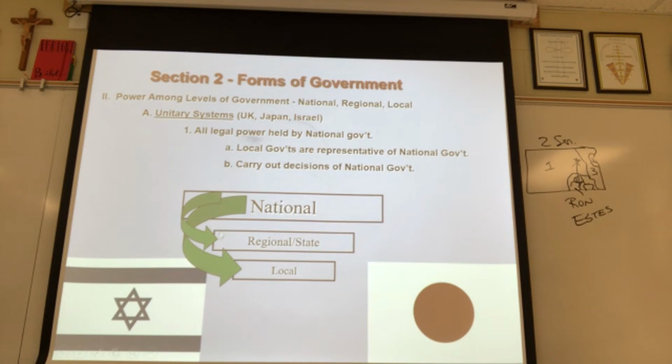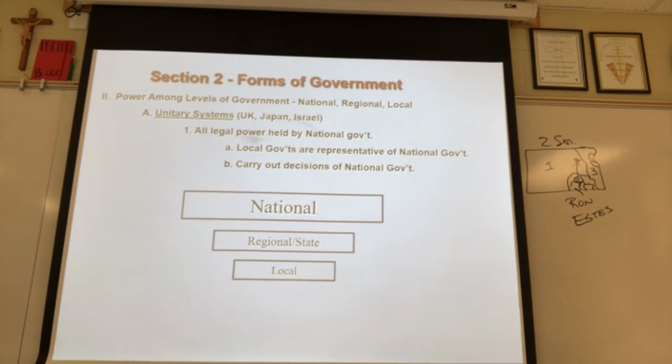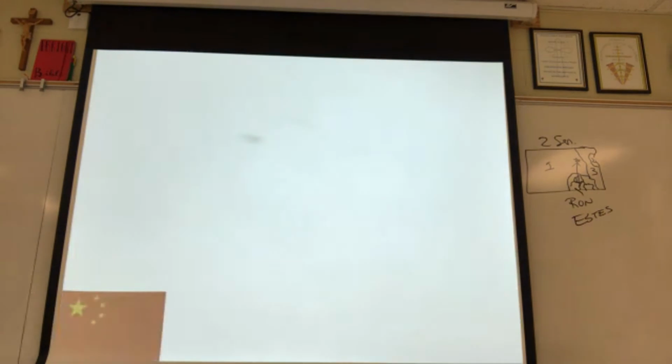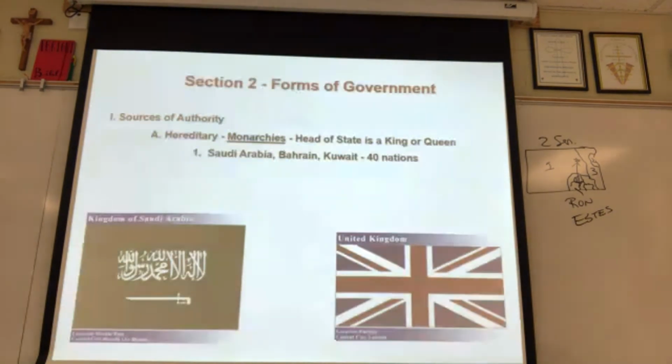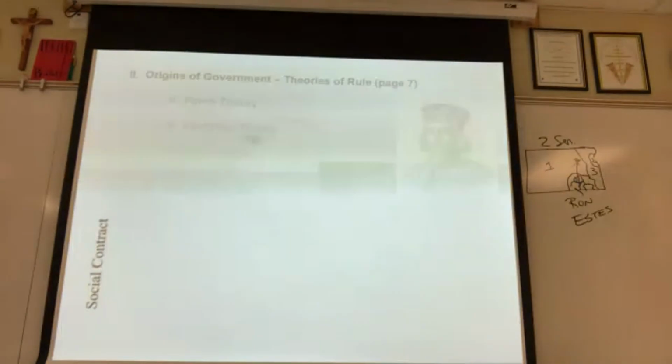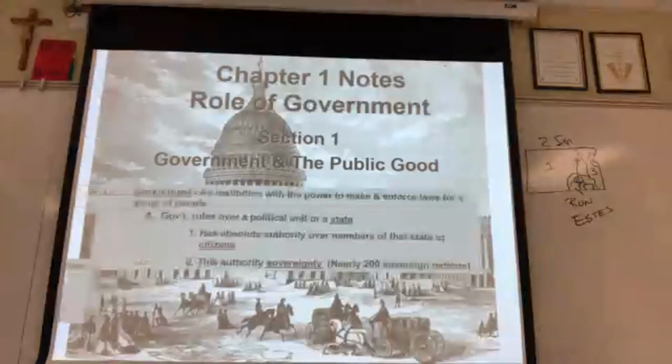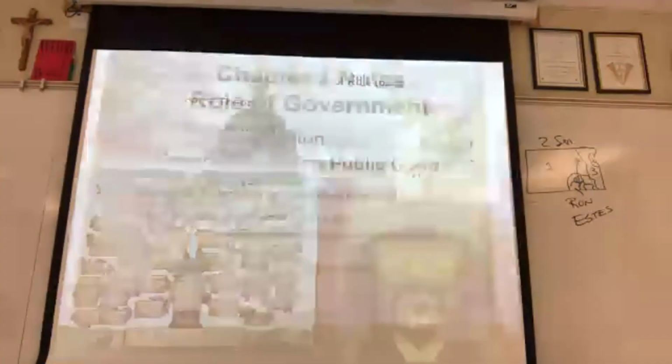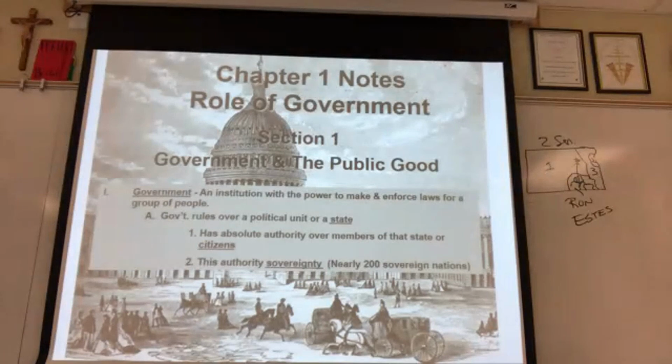Sovereignty. I have a definition in here. Basically, it means the right to rule. Sovereignty, the right to rule. Yeah, I have it on the first page here. Okay. The absolute authority to rule over members of their citizens is sovereignty. Absolute authority over members of a state or citizens is called sovereignty.